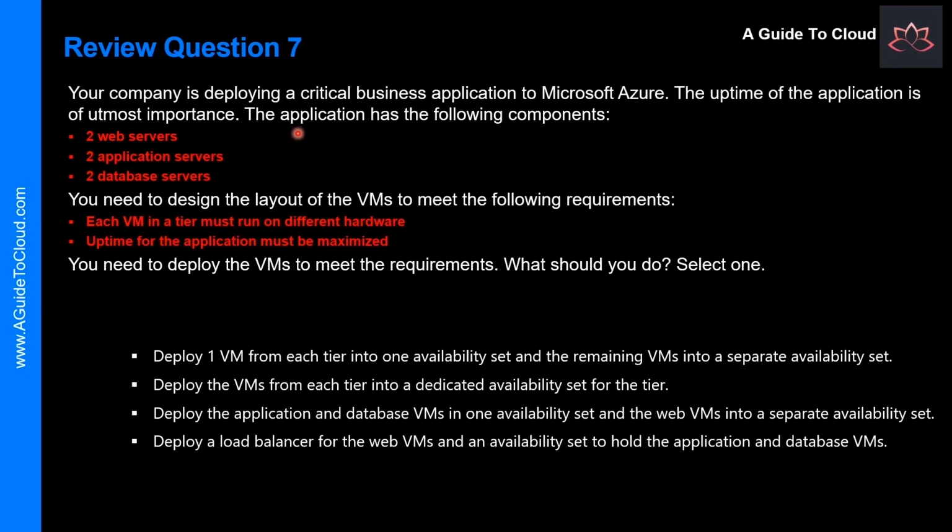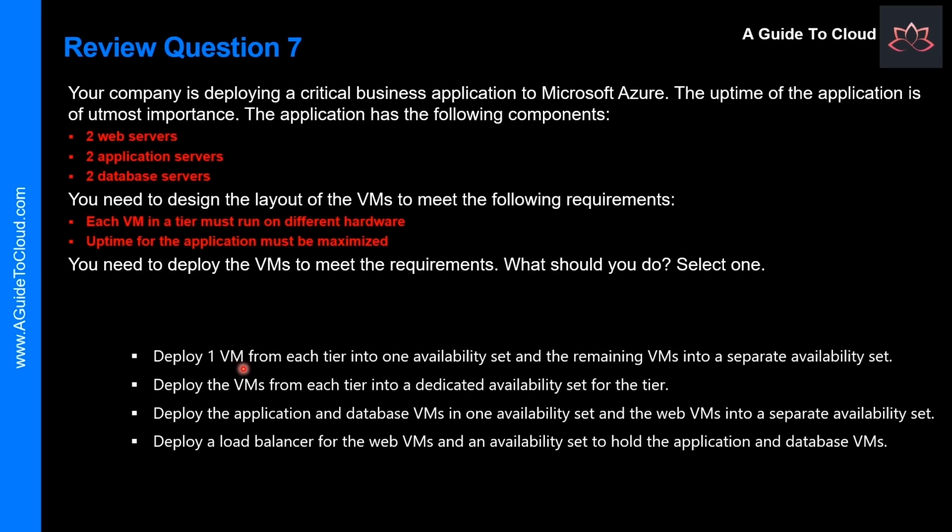Your company is deploying a critical business application to Microsoft Azure. The uptime of the application is of utmost importance. The application has the following components: 2 web servers, 2 application servers, 2 database servers. You need to design the layout of the VMs to meet the following requirements. Each VM in a tier must run on different hardware. Another requirement is that uptime of the application must be maximized. So you need to deploy the VMs to meet the requirements. So what should you do? And we need to select one.